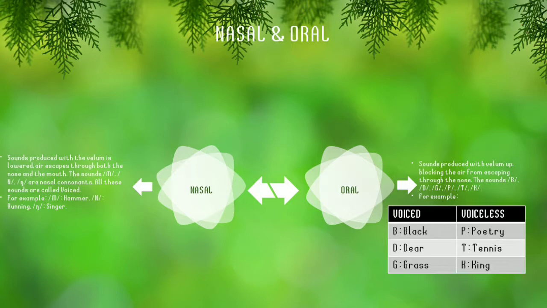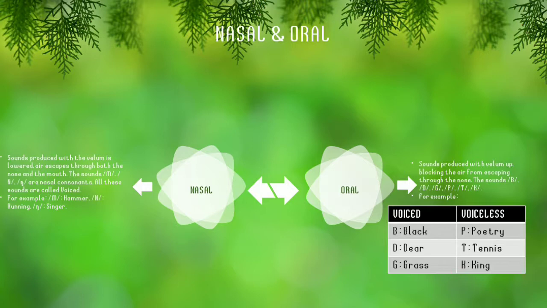Nasal. When the velum is not in its rest position, air escapes through both the nose and the mouth to produce m, n, and ng. All these sounds are voiced. For example, the sound n in the word running and the sound ng in the word singer.